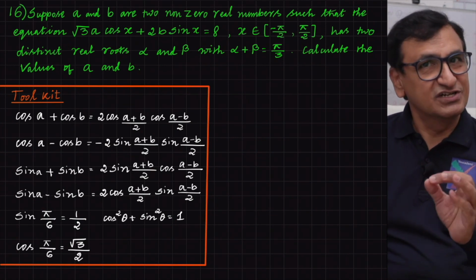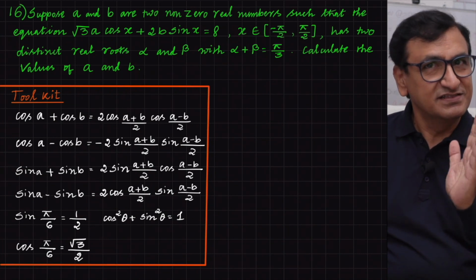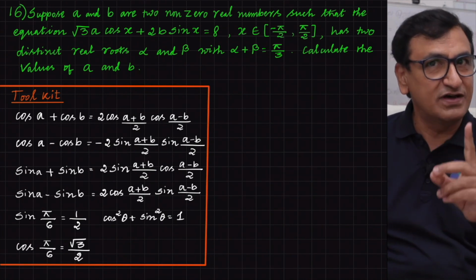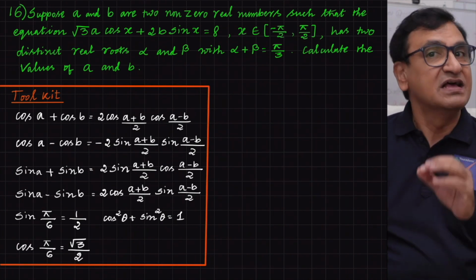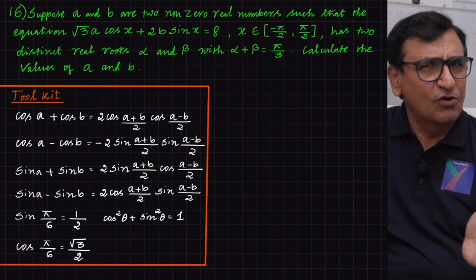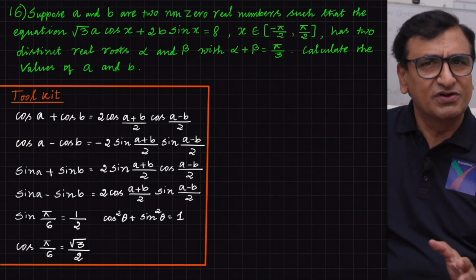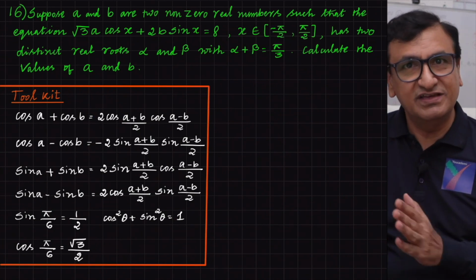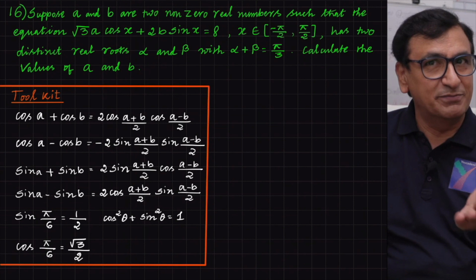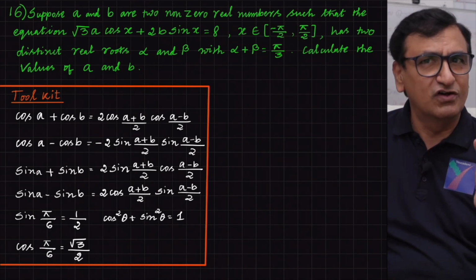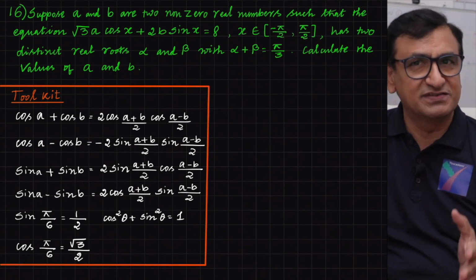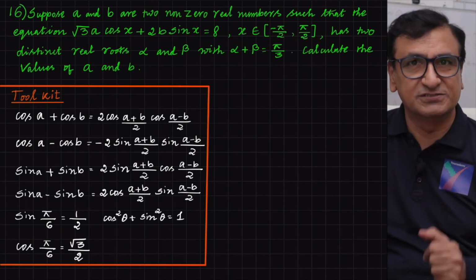Let's look at the question a little more carefully. It says alpha and beta are two distinct real roots. That means alpha and beta are not equal, and alpha plus beta equals pi by 3. There are a lot of giveaways in the question because you have square root of 3, you have 2, and alpha plus beta equals pi by 3. So you suspect the involvement of sine pi by 6 or sine pi by 3 or cos pi by 6 or cos pi by 3.